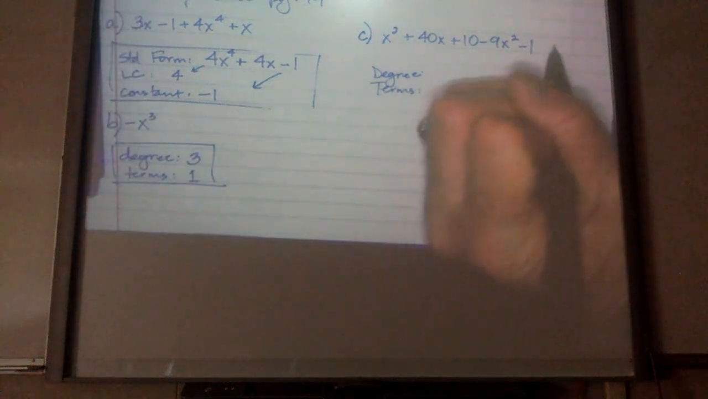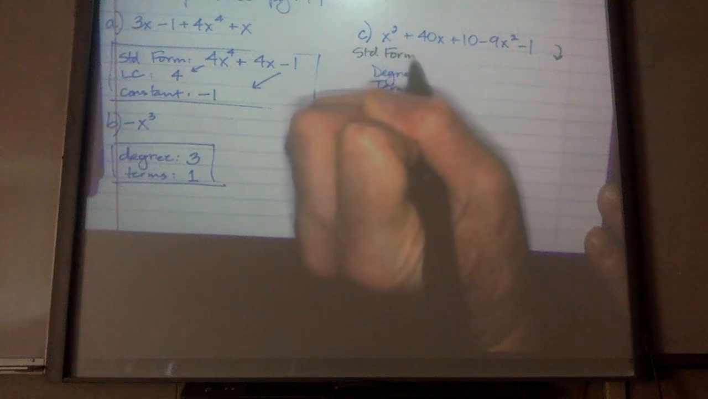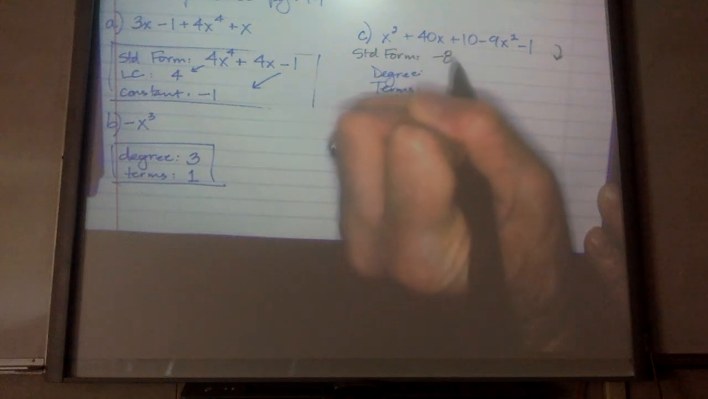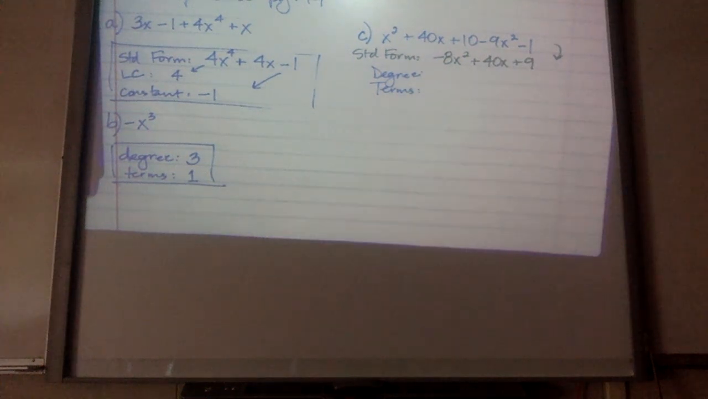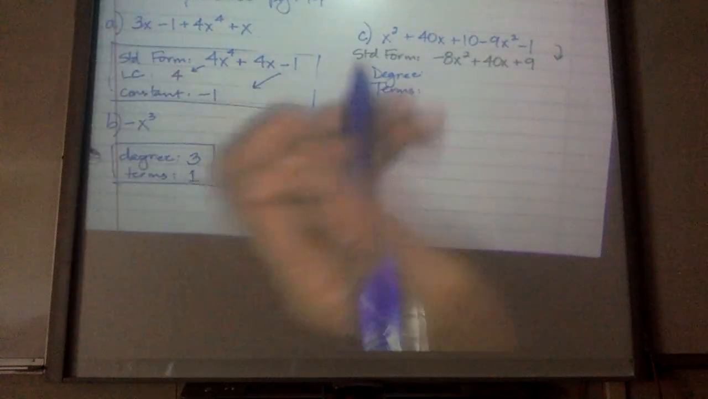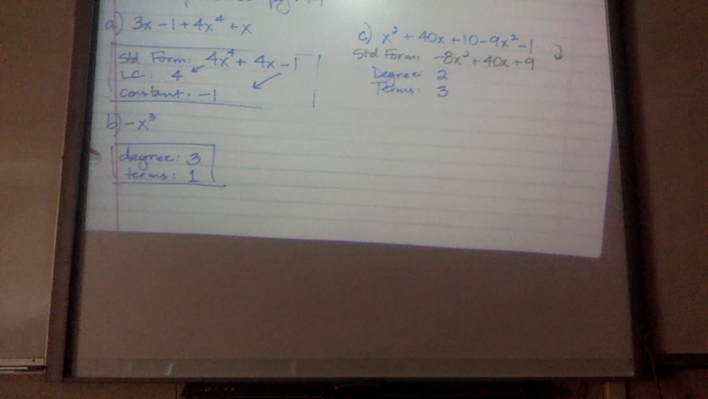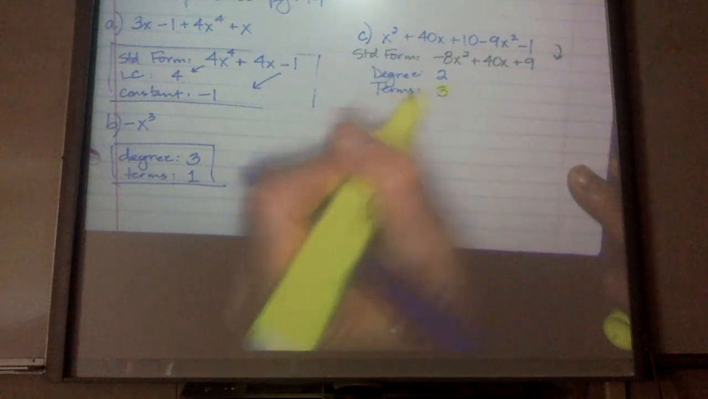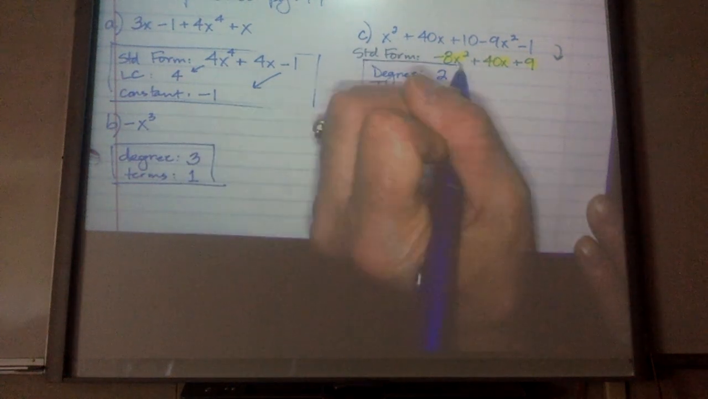So first things first, put it in standard form, which would be negative 8x squared plus 40x plus 9. So notice I had to combine like terms first, okay? And I need it in standard form. Then I can identify that the degree here is 2 and terms are 3. When it comes to terms, it's 3 because I have 1, 2, 3. So there is my answer.